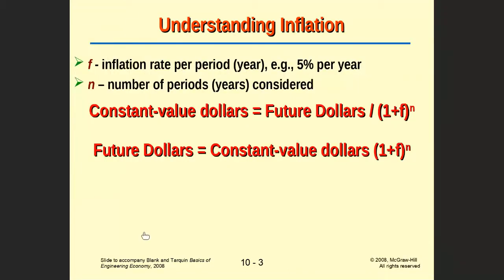The CV and future value have a relation in these equations. To convert from one to another, you need one of those two equations. If you have the future dollars and you need the current or the constant dollars, you divide the future dollars over 1 plus the inflation rate to the power n, which is the number of years. And if you have the current dollars and you want to find the future dollars, you multiply it by 1 plus the inflation rate to the power n.